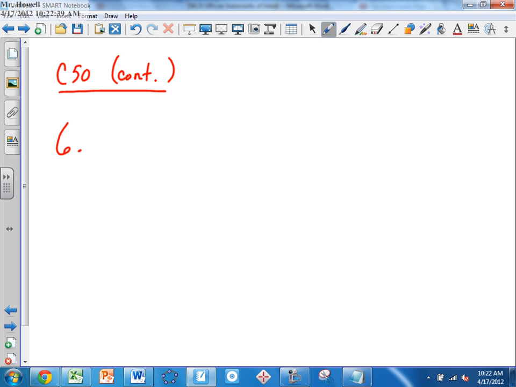It doesn't matter. Okay, so we're doing the second half of concept 50. We did the first half of concept 50 yesterday. That's what I posted on that. All right, so let's take a quick look at number 6. Number 6 asks us the cube root of negative 64 y to the 6th.